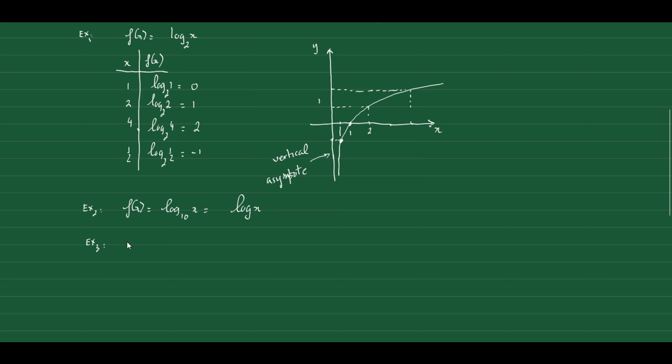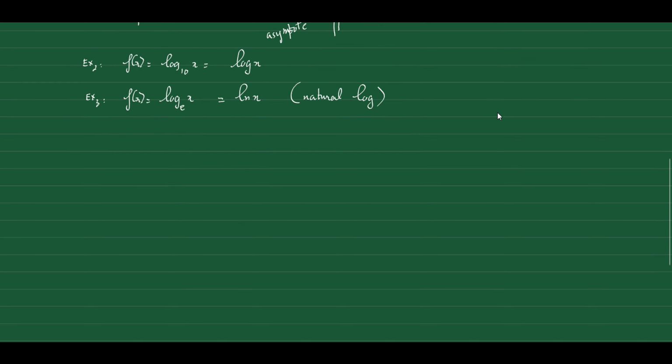What if the base is the e value in your calculator? Then you can write this as ln x, which we call the natural log. And the way you graph the natural log or log base 10 is also the same as this.